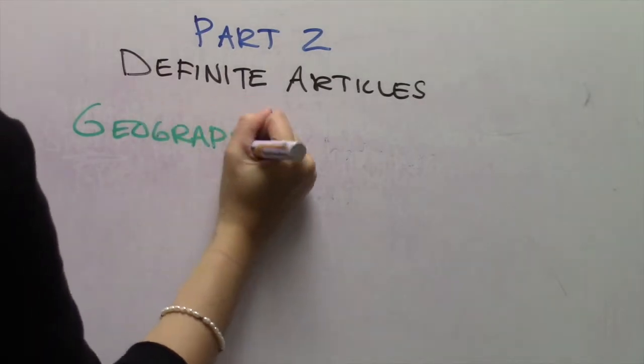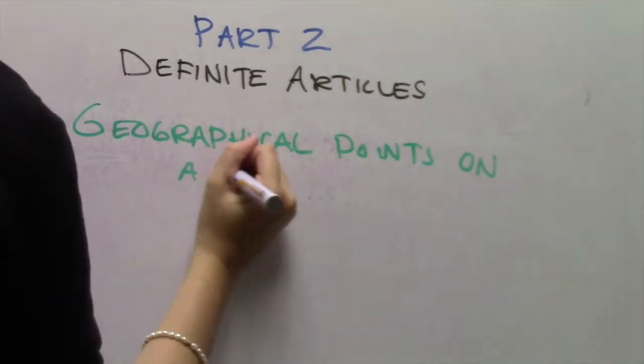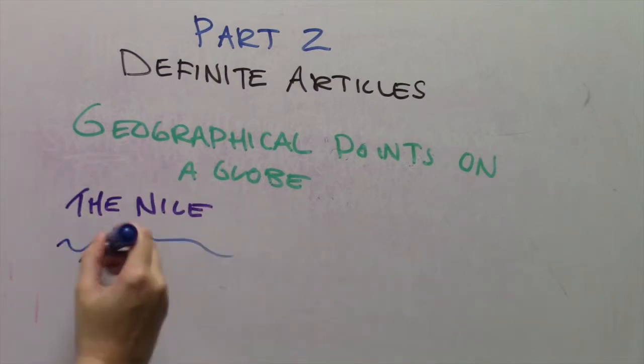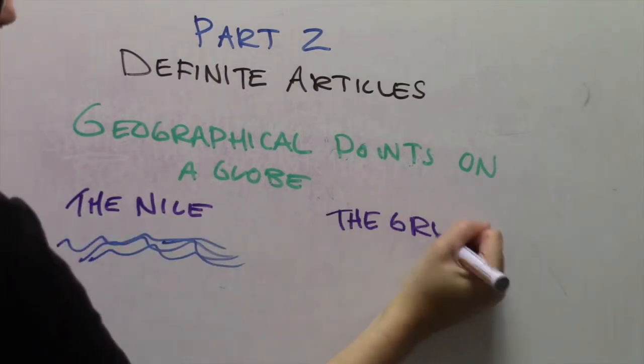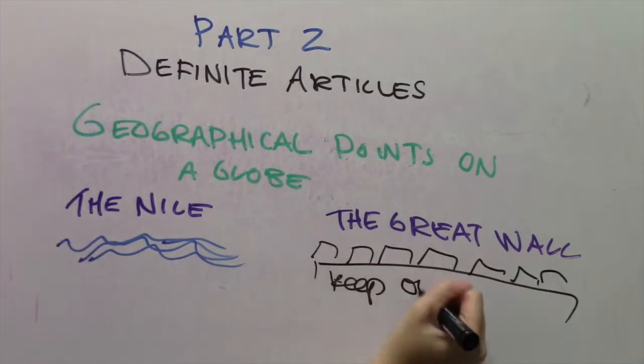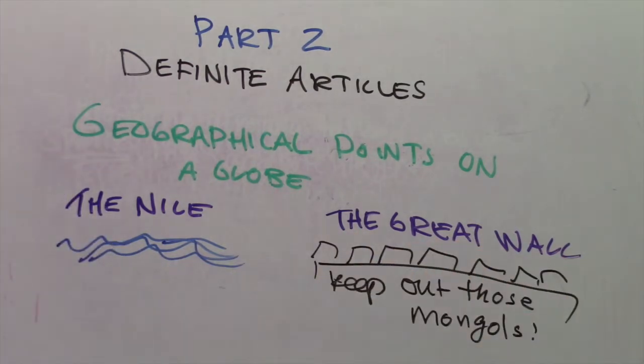Definite articles are also necessary when you're talking about geographical points on a globe, such as the Nile or the Great Wall, since there's only one of these. Better keep out those Mongols.